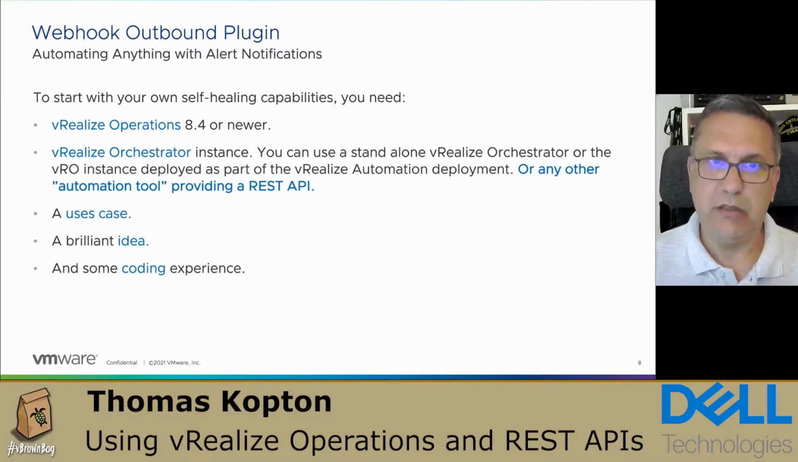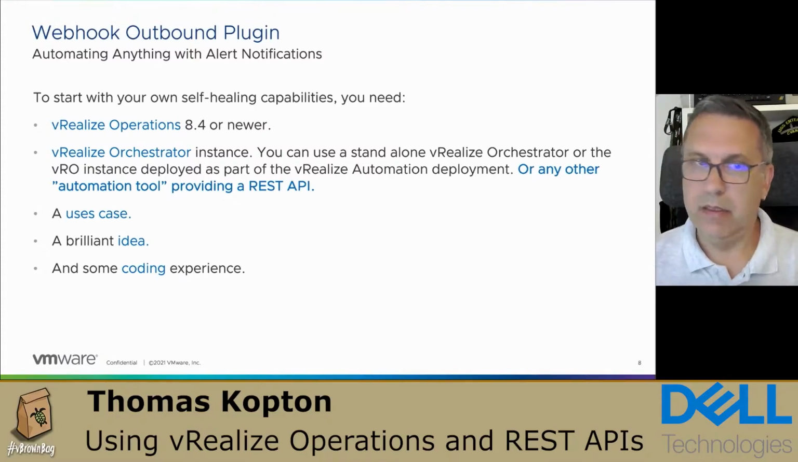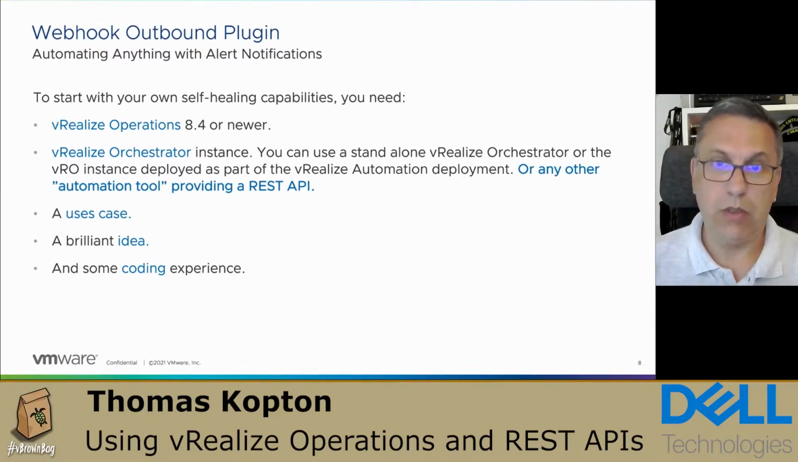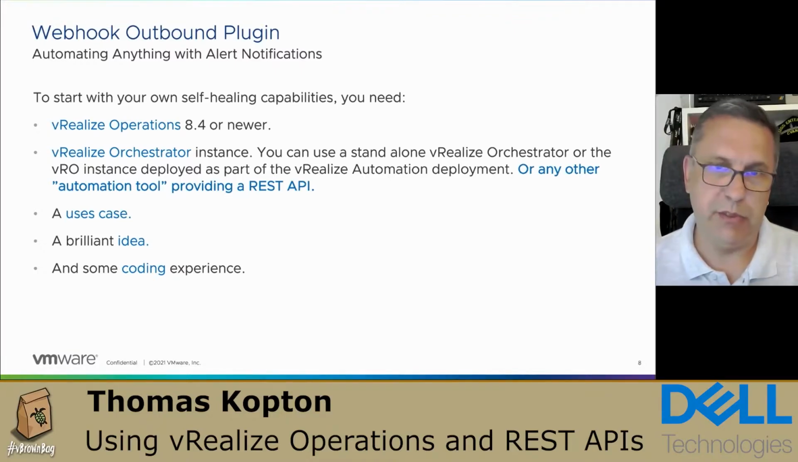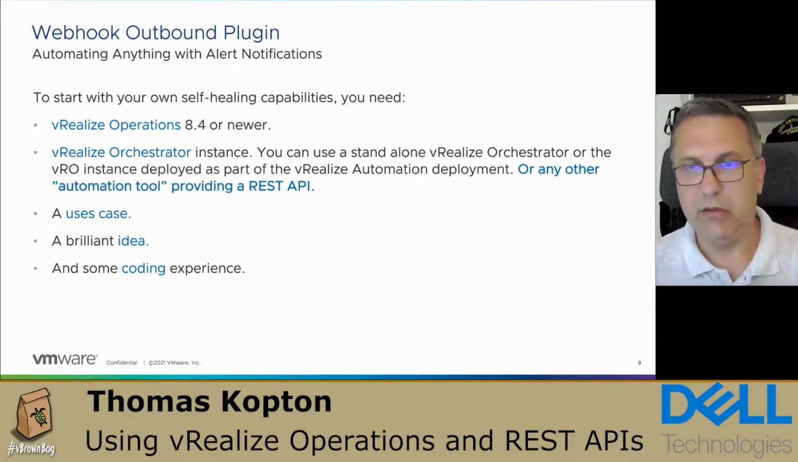So what you need to start with your own self-healing using this approach is vROps 8.4 or newer, and some automation tool. Of course, vRealize Orchestrator is a perfect tool to do this, but again, you're not limited to vRO. Anything providing a REST API can be utilized here. You need a use case, so you need to know what to remediate in an automated way. You need to know how to do this, some brilliant idea, and maybe some coding experience when you are, for example, using the orchestrator or any other tool requiring coding.